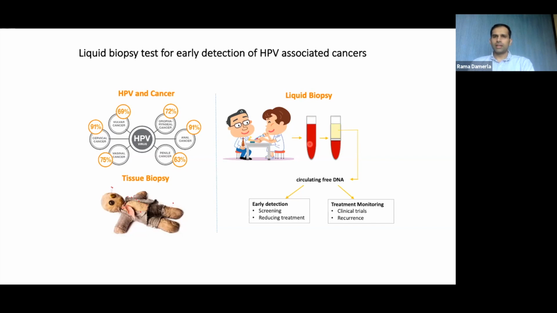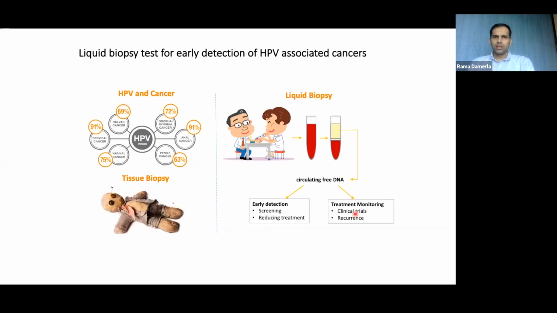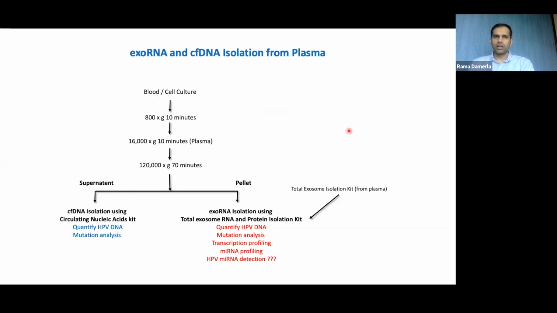So ideally, we want to take the blood, spin the blood down to plasma and the rest of the blood. And then the plasma is a rich source of circulating free DNA or cell-free DNA. And then by analyzing the cell-free DNA, we can use it for early detection or treatment monitoring. Initially what we planned to do was, this plasma is a rich source of cell-free DNA and also exosomal RNA. So first we started to isolate exosomal RNA and cell-free DNA from plasma.